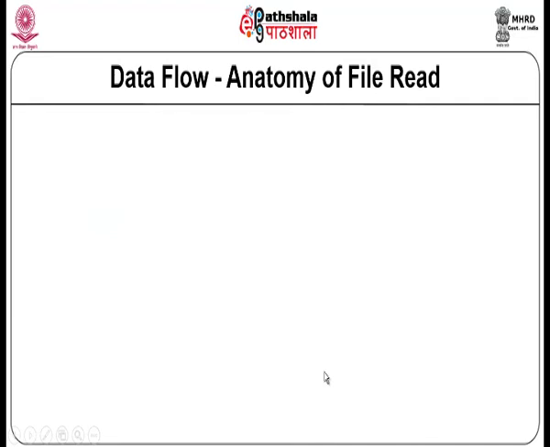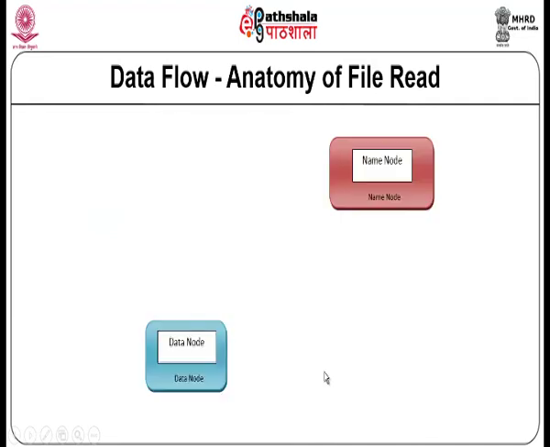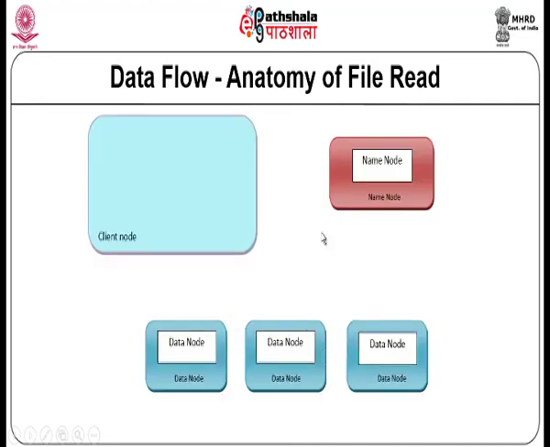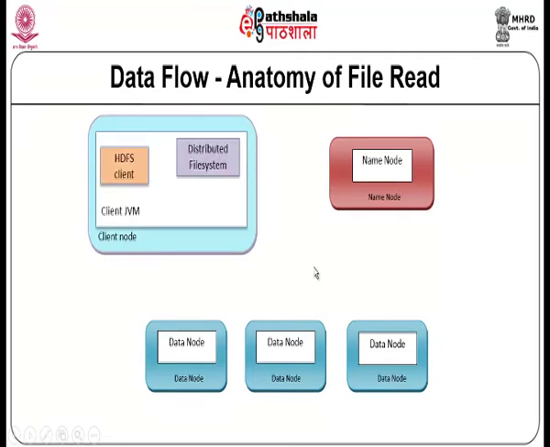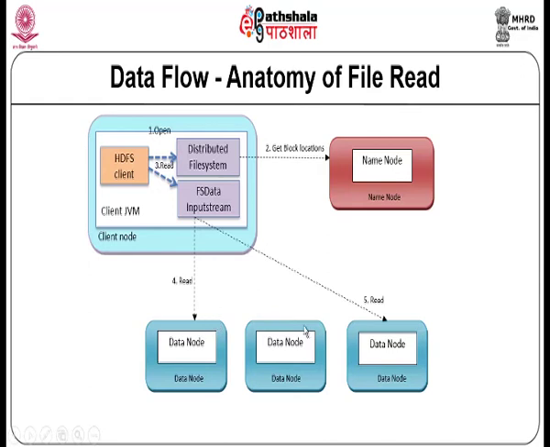So, we will take a quick look at the read anatomy of a file in the HDFS system, how the data flows. This is the client. The client also contains two other modules which help it to obtain the data. So, first the block information is obtained, and then when the block information is obtained by the client, it uses the FS data input stream to contact the corresponding data nodes and obtain the data.